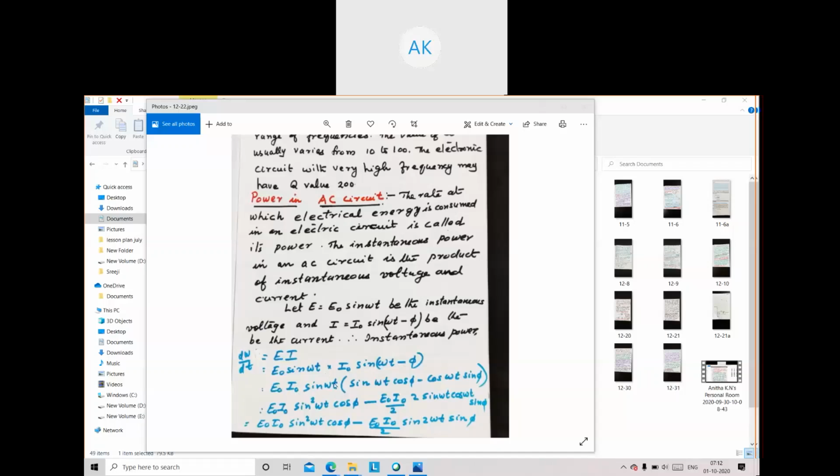Then E0 I0 sin omega t, into this we expand sin(A minus B). What is sin(A minus B)? Sin A cos B minus cos A sin B. That is the formula. So E0 I0 sin omega t into sin omega t, sin square omega t, then cos phi, minus the second one. You multiply this with the second term. So what we get is E0 I0 sin omega t cos omega t sin phi.